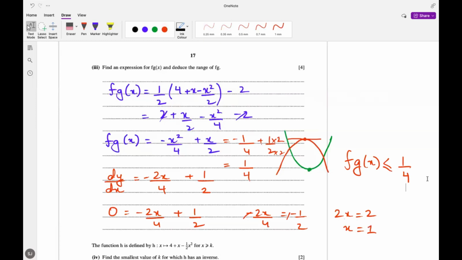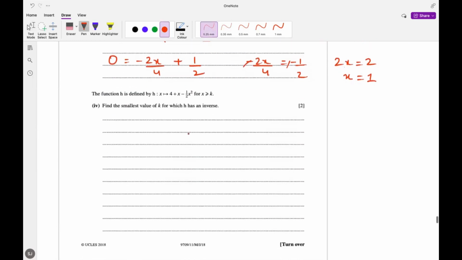In part 4, it has given a function h, which is 4 plus x minus half x squared, and the domain is x greater than or equal to k. We have to find the smallest value of k for which h has an inverse. Now, for the smallest value for which h has an inverse, again, we'll have to find the turning point. As for any function to have an inverse, it must be a one-to-one function. So if we have a quadratic equation, it will be a one-to-one function from the turning point. So to find the turning point over here, we can differentiate the equation again.